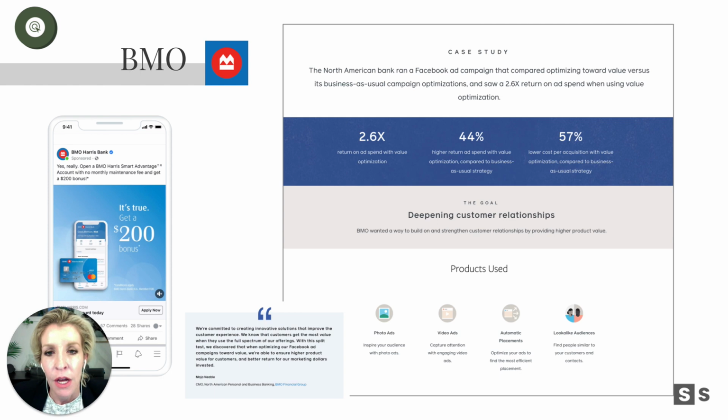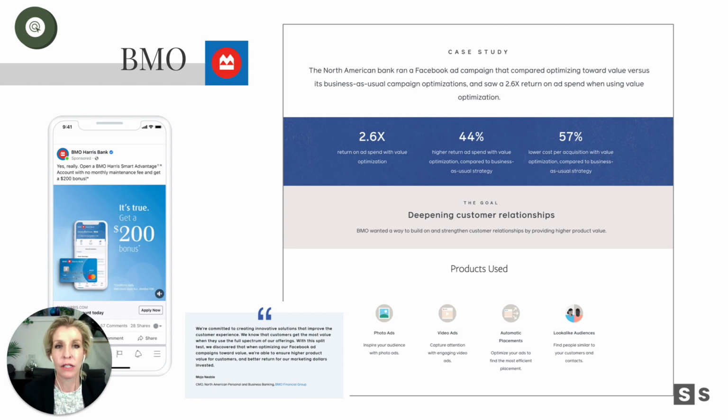So BMO, their goal, if you look in the middle of that second image, is deepening customer relationships. BMO wanted a way to build on and strengthen customer relationships by providing higher product value. And I think what they mean by that, as a bank, is like, take more of our products. Like, you have a checking account, we want you to have a line of credit and a credit card. That's kind of the feeling I get. So what they did was they ran a Facebook ad campaign that compared optimizing towards value, so let's call that getting more products into their customers' hands, versus their business-as-usual campaign optimizations.